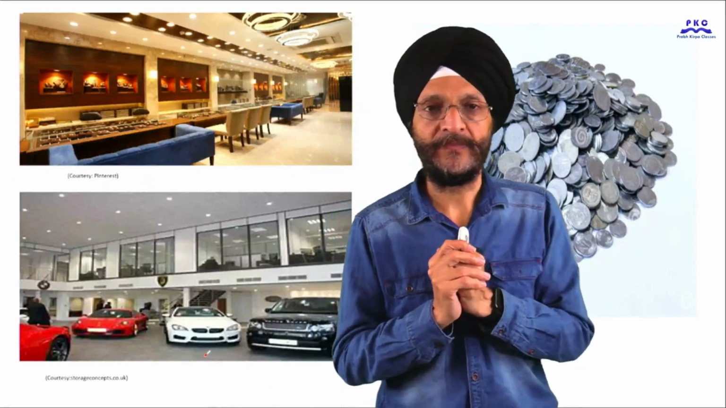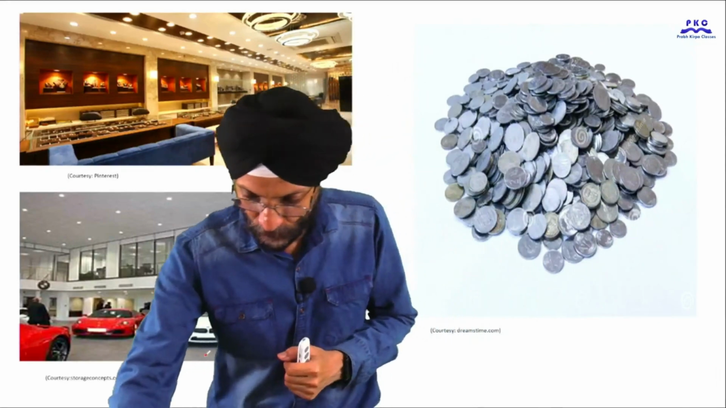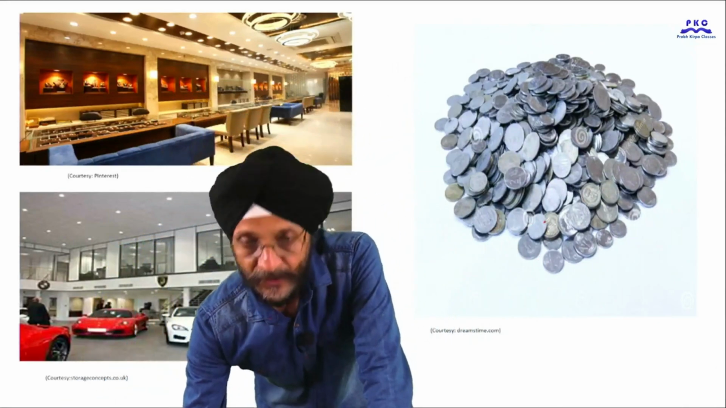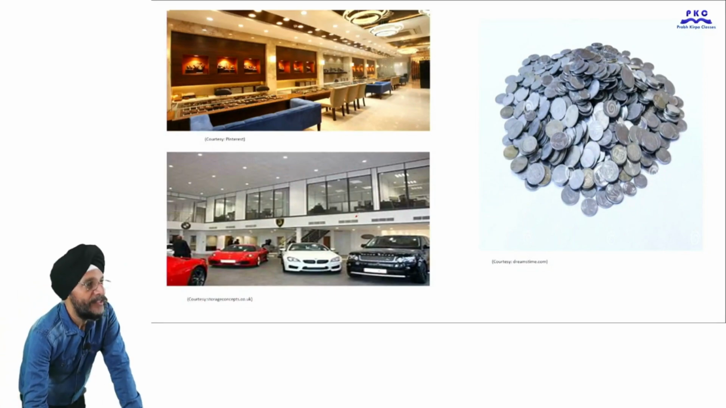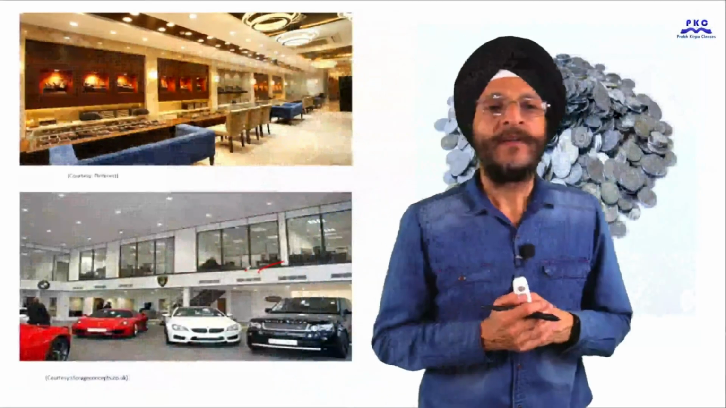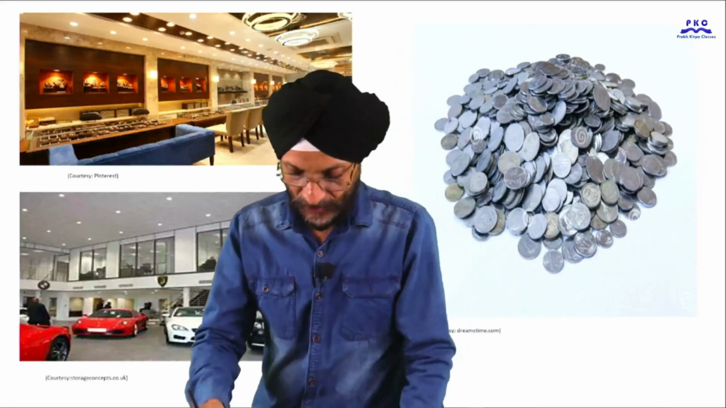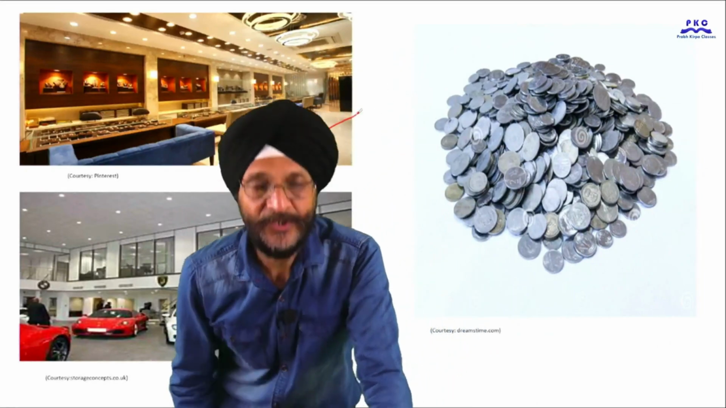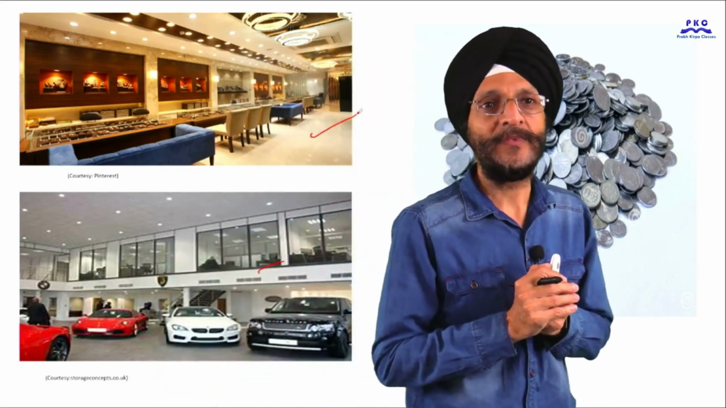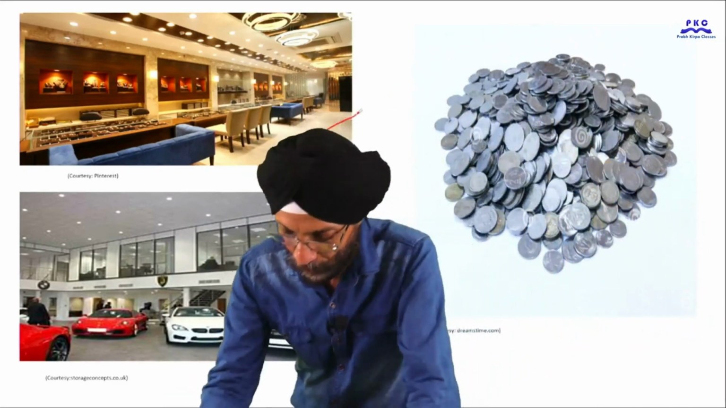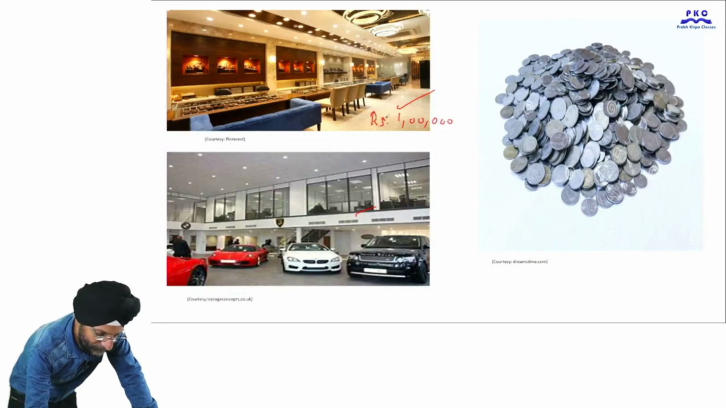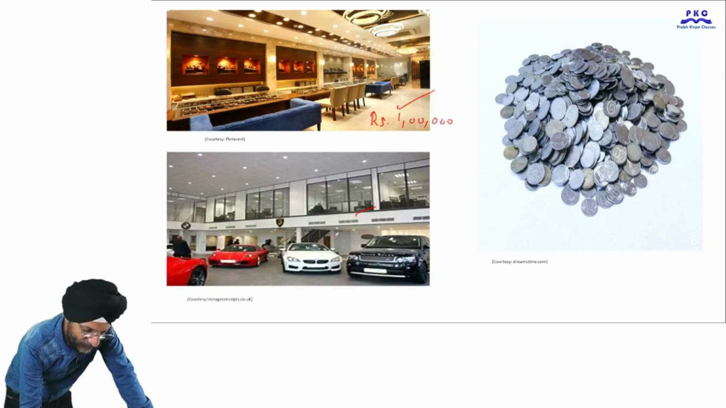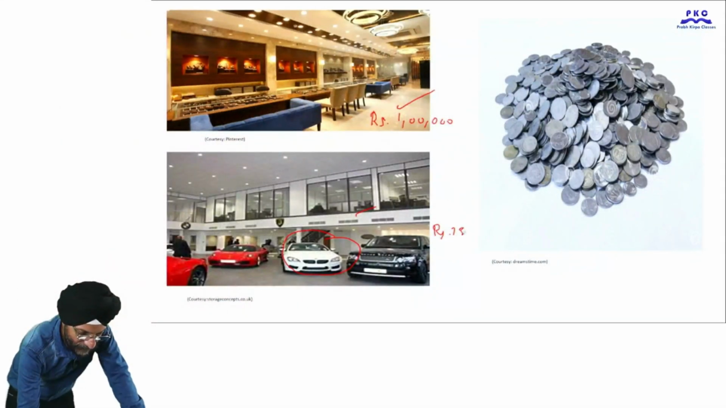We are living in India. Here you have before us the picture of a jewelry showroom and the picture of a car showroom. Suppose you visit the jewelry showroom to buy some jewelry and you purchase jewelry worth rupees 1 lakh, or you purchase a particular model of car, say for rupees 15 lakhs.